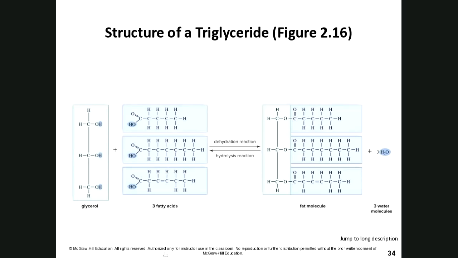We have our glycerol head and we have our 3 fatty acid tails. And to hook these two together, we still have dehydration synthesis, removing the equivalent of 2 hydrogens and an oxygen. To break it down, hydrolysis, we have to add water molecules in order to break apart that glycerol and fatty acid tail.